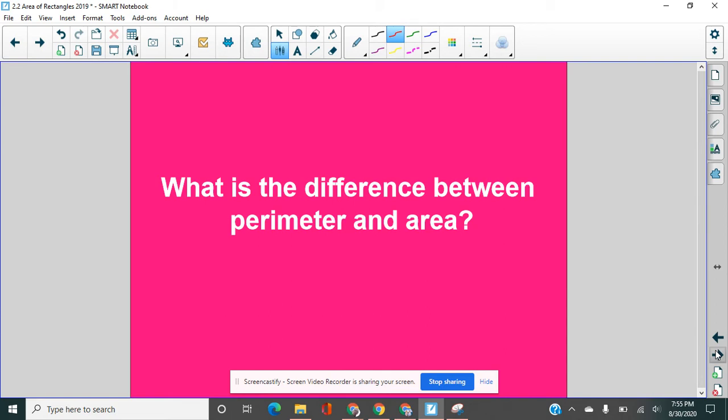All right, question for you. We've talked about it already here today. What is the difference between perimeter and area? Area is the inside, perimeter is the outside. Another way to remember that, the word outside, O and P, those are right next to each other in the alphabet, right? Outside is the perimeter, area is the inside.